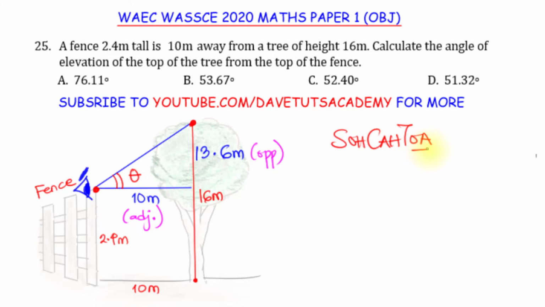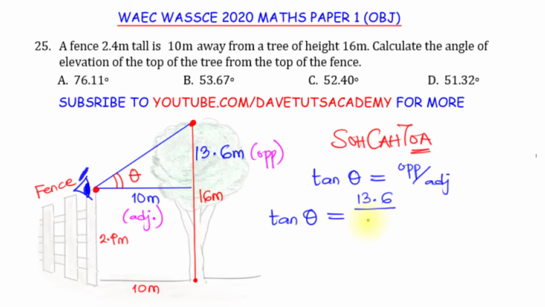We can see that for the opposite and the adjacent, tan theta is equal to the opposite over the adjacent, such that our tan theta in this particular question will be, the opposite is what? It is 13.6, okay, over 10. 13.6 over 10 is 1.36, and then theta in that case will be arctan of 1.36.